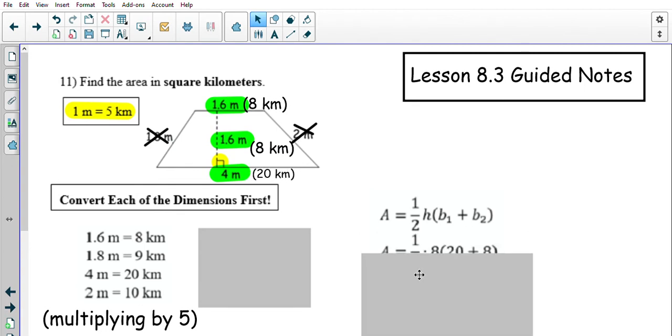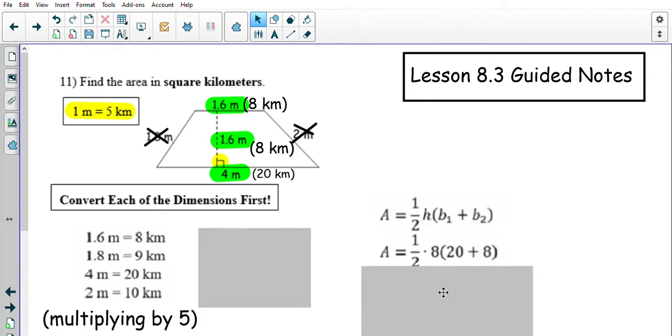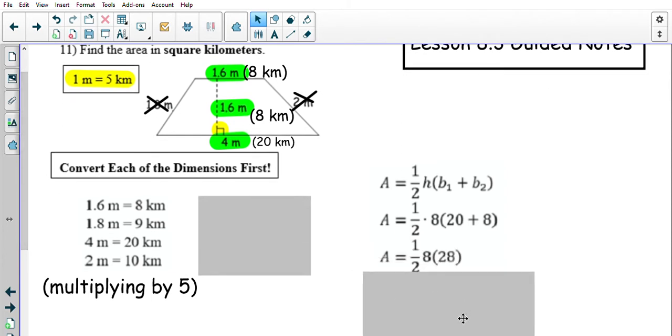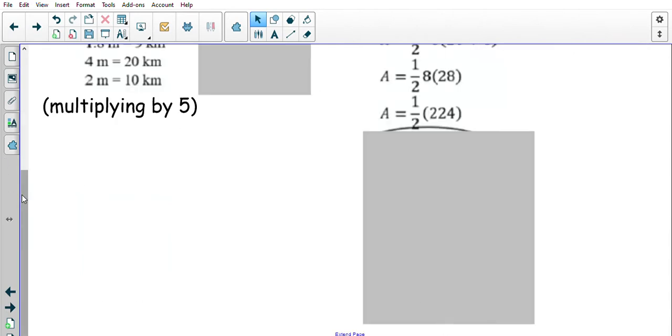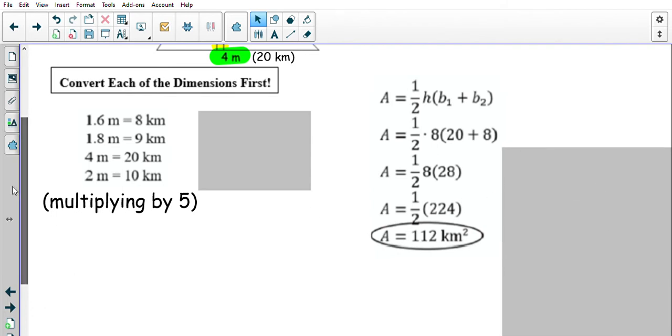So we're going to have half times 8, since that's the height. Sorry about that. Half times 8, since our height is 8. And then in parentheses, 20 plus 8. So that's half times 8 times 28. 8 times 28 is 224, and half of 224 is 112 kilometers squared.